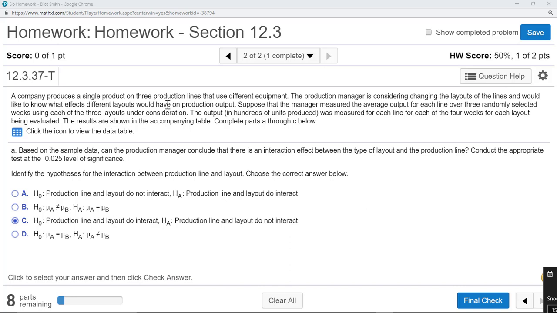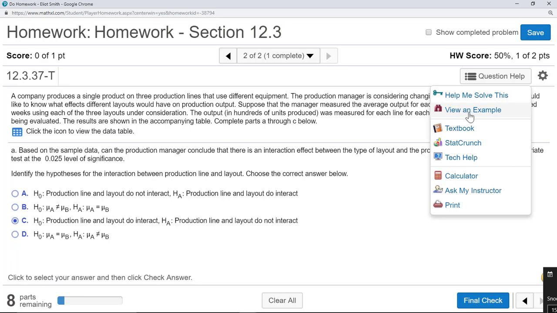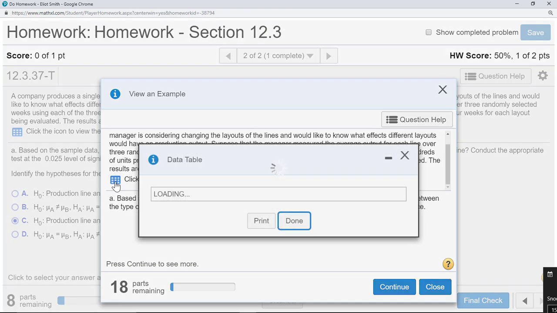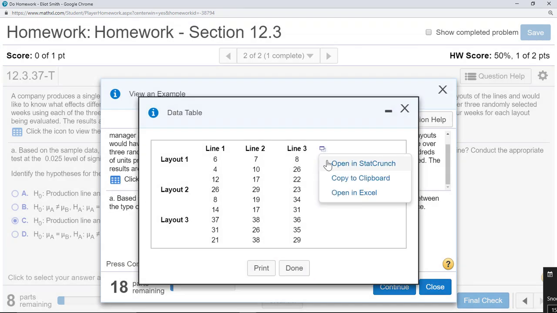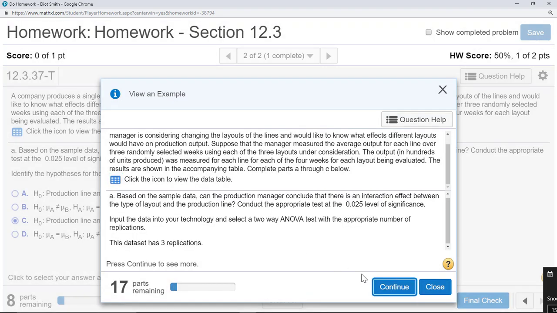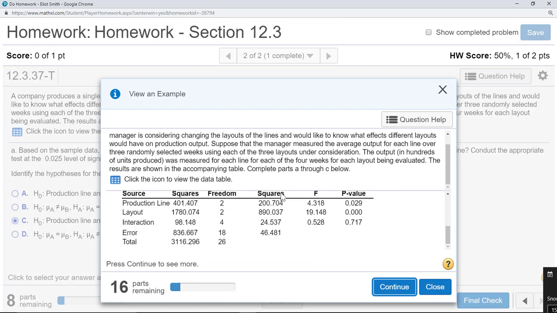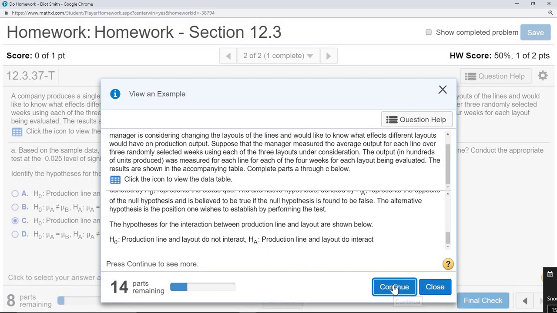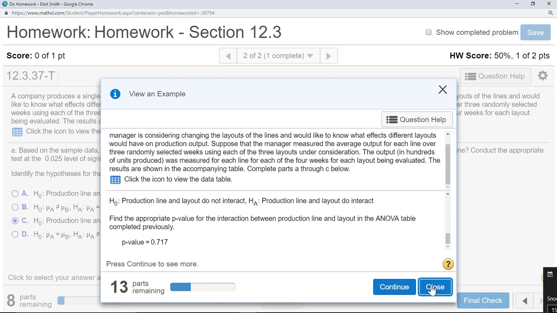So I've been asked to give some help for homework section 12.3 question 2. As I like to say, please get in the habit of checking out view an example. This will have the same kind of problem with a different data set, so you can grab the data set, take it over to Excel, crunch on it there, compare it to the numbers you get here, like this ANOVA table, and continue on right through the problem, and see how it uses that information.